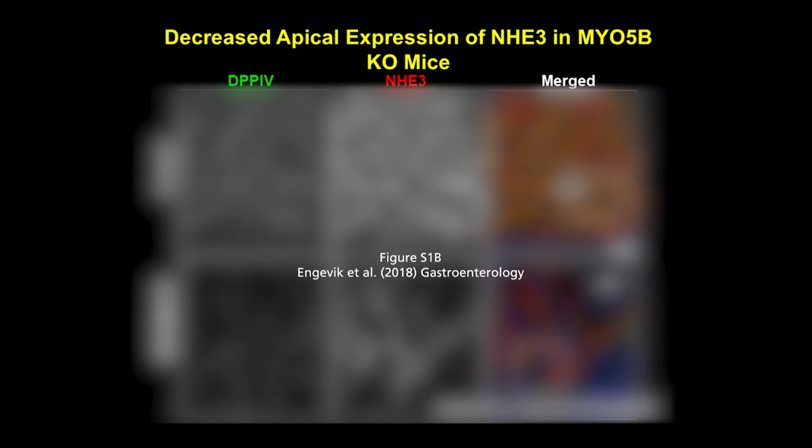Here's a normal intestinal mucosa with some apical markers: DPP4, an apical peptidase, and the sodium hydrogen exchanger NHE3 that's necessary for proper intestinal absorption of water. In the myosin 5B knockout mouse, I think you can see these dots here. These are all inclusions. And you can see that the DPP4 as well as the NHE3 are really not lining the apical membrane. They're subapical and internal.